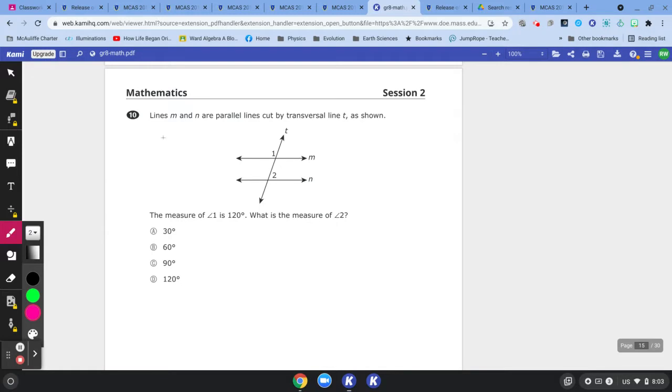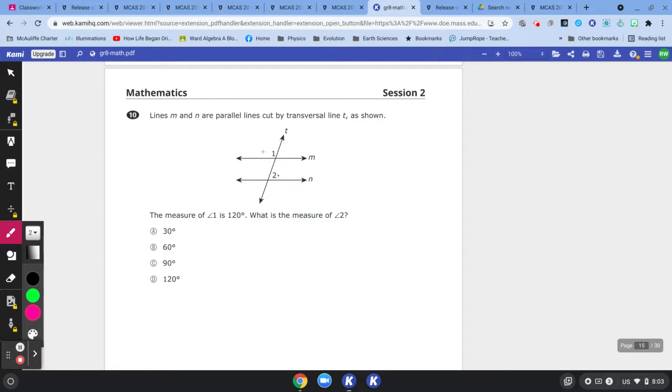So we're going to start with number 10 from the 2019 test. And number 10 involves the angle relationships in parallel lines. If you cut parallel lines with a line that goes through them called a transversal, there are special angle relationships. We are trying to figure out what the measure of this angle, angle 2, is. We've been told what angle 1 is, and that will give us a pathway to find angle 2.